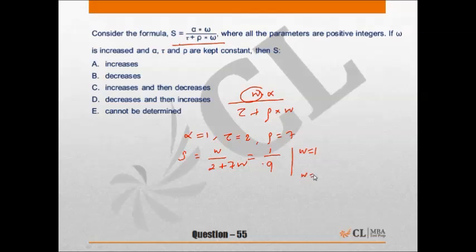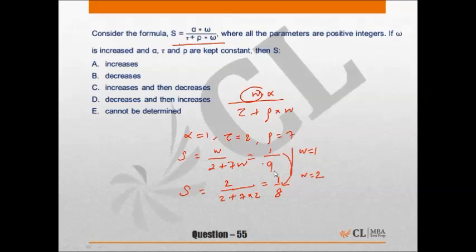When we increase omega from 1 to 2, we get the value of S as 2 upon 2 plus 7 into 2, which comes out to be 1 by 8. So from here it is apparent or obvious that when the value of omega is increased from 1 to 2, the value of S also increases from 1 by 9 to 1 by 8, and we can check it for other values of given parameters.